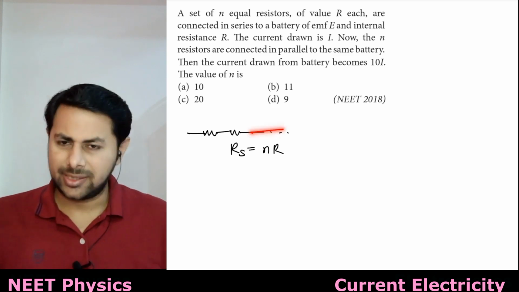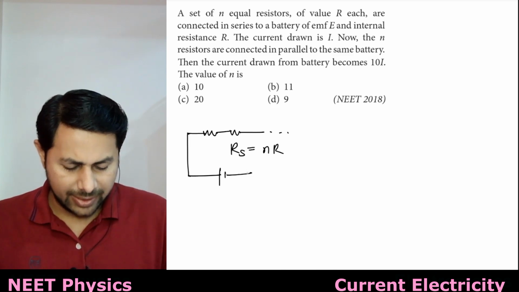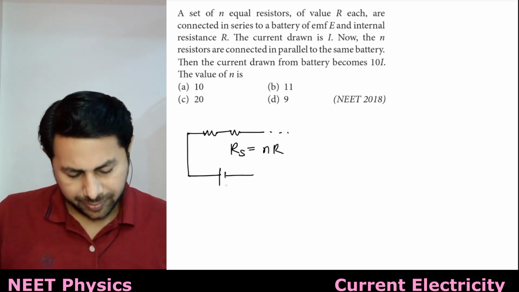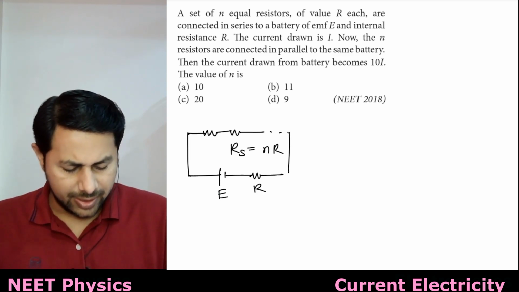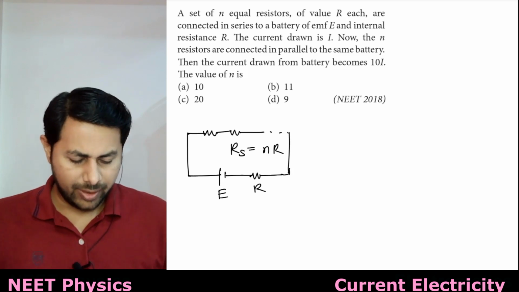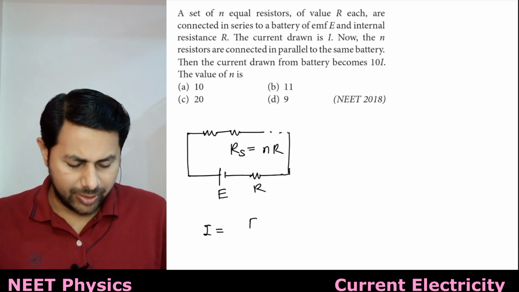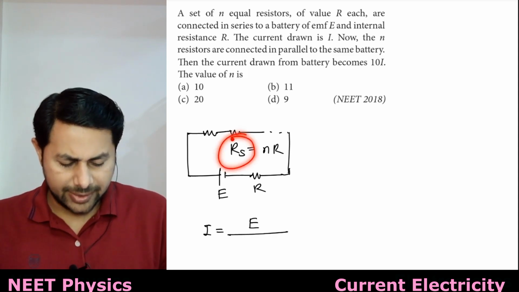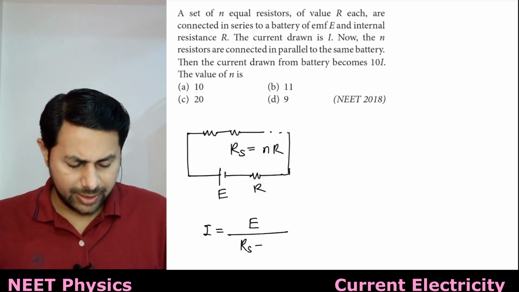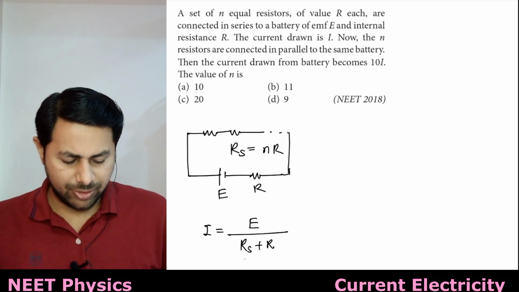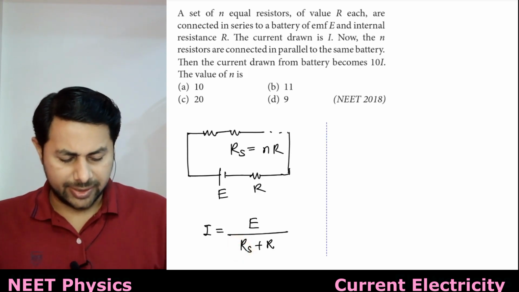You connect n resistors in series and you connect that combination to a battery having EMF E and internal resistance equal to capital R. So what will be the current in this case? They say it's I. So I would be equal to E divided by Rs plus this resistance R, that means n times R plus R, right? So this is the first case given in the question.